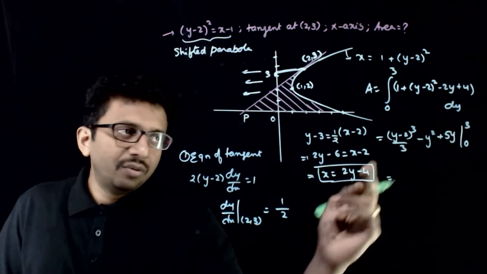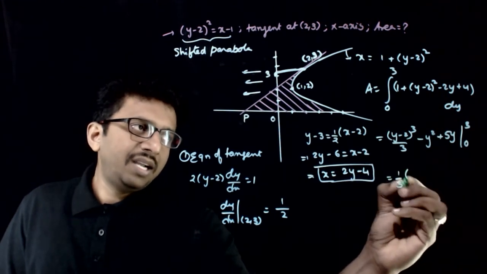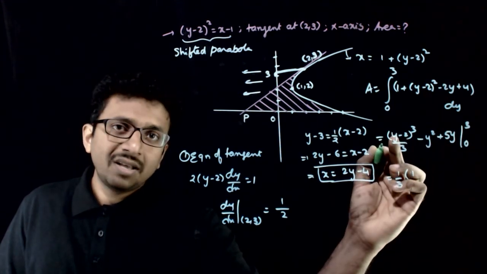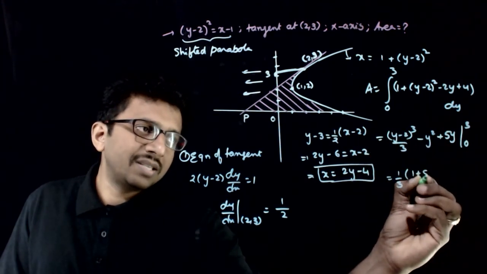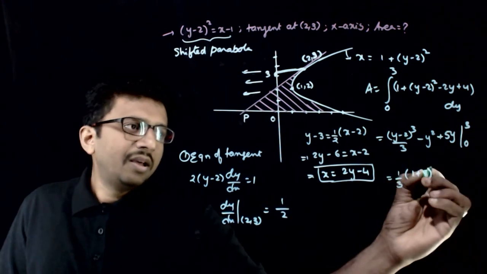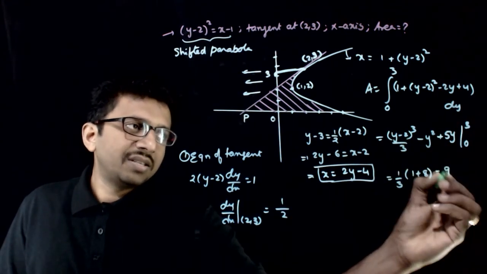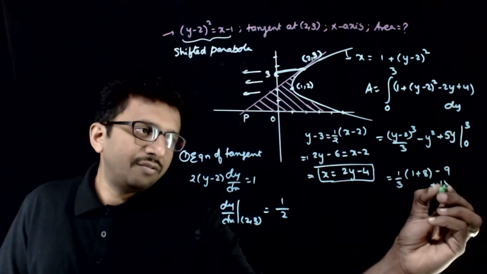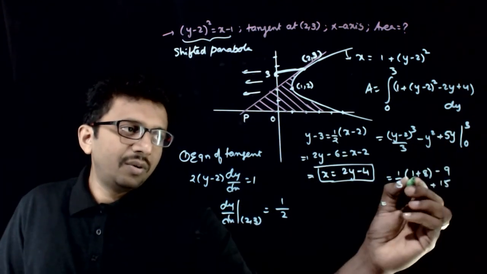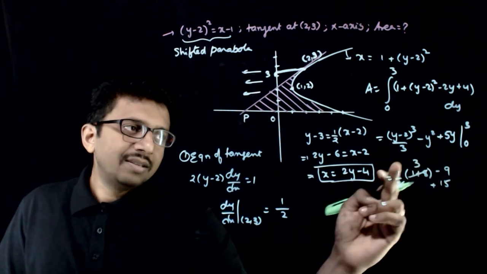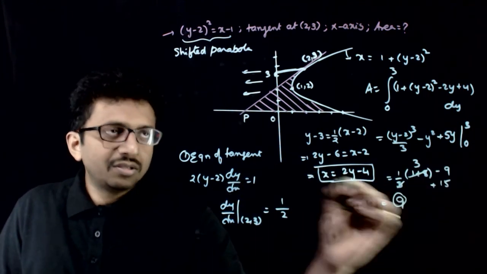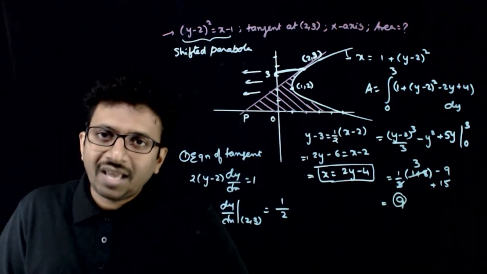So that is equal to the first term, 1/3 times, if you put 3 you get 1³ minus (−2)³, that is 1 + 8, minus y², that is 9 minus 0 is 9, plus 5 times 3, 15. That is equal to, 9/3 is 3, so 18 minus 9 is 9. So the area of the shaded portion is 9 square units.